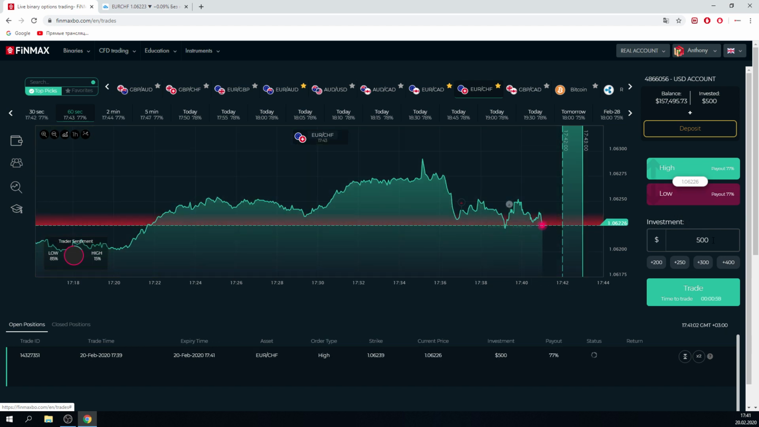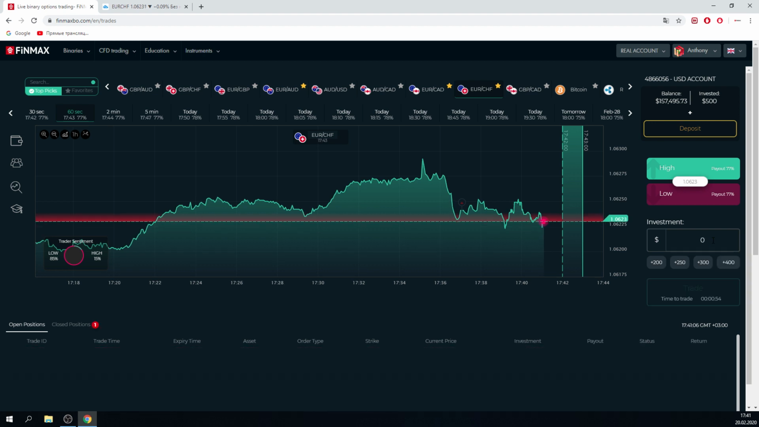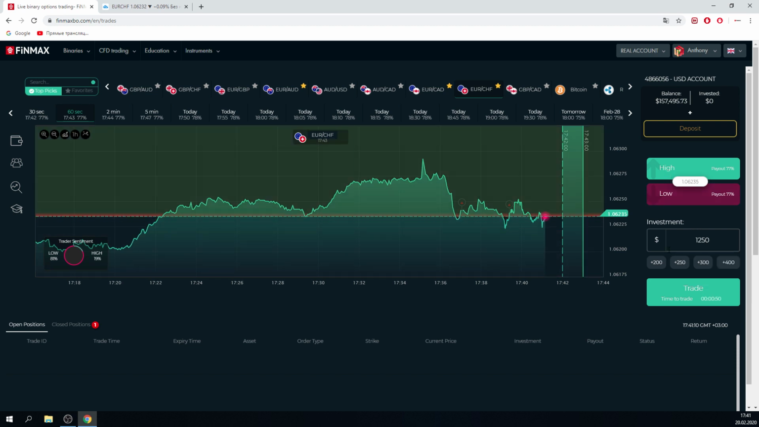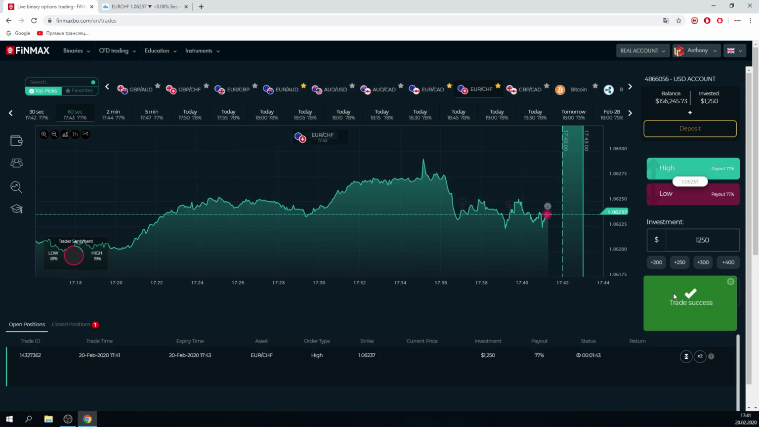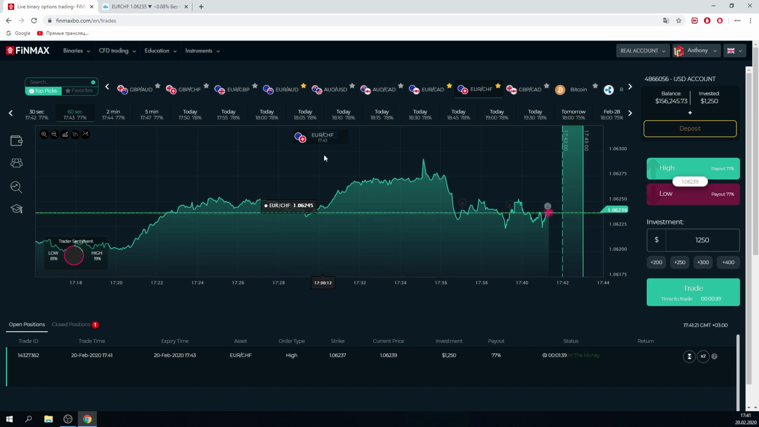Okay guys, we need to recover it. So let's use 1550 for this volatility. Oh my god, I missed the trade. Yes guys, I entered the third step, and then I will make the summary.